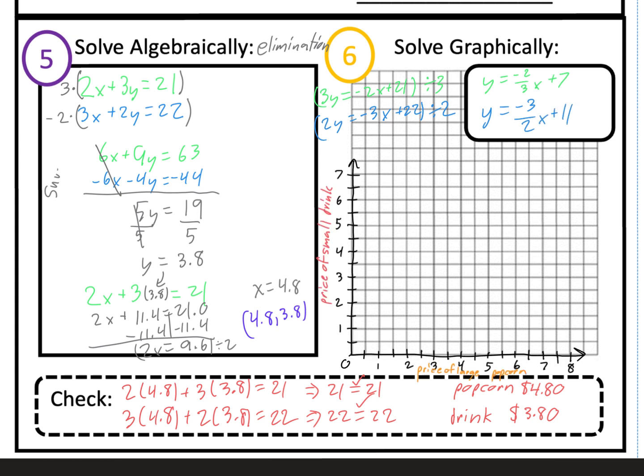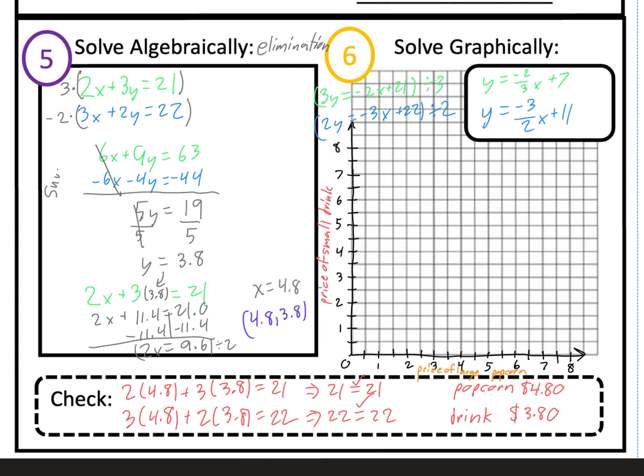We can go ahead and label our axes. So our x-axis is the price of the large popcorn, because that's what our x is supposed to represent. And our y represents the price of a small drink, so that's going to be the label for the y-axis. You can pick any scale that makes sense. In this case, I did 50 cents per block.